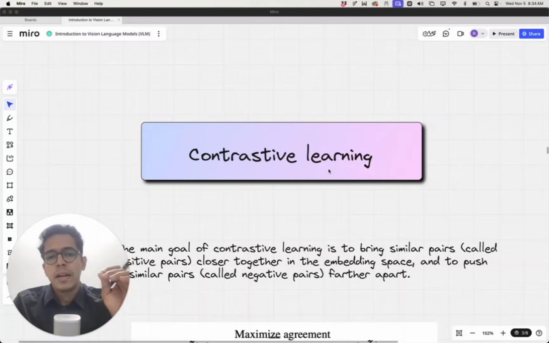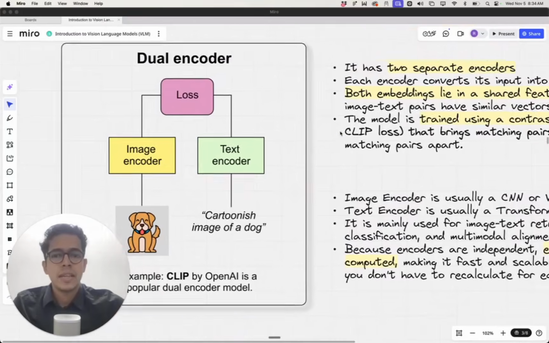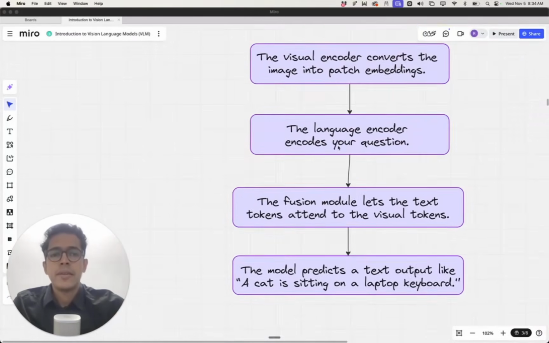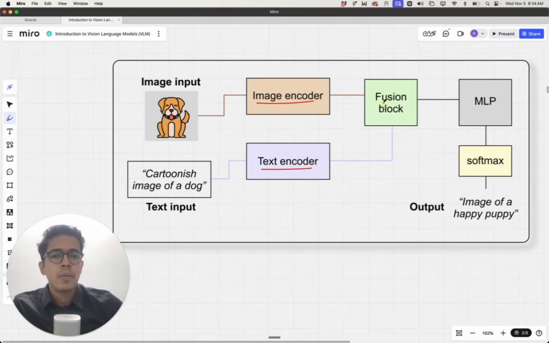Before I move forward, let me briefly discuss what we saw in the last lecture. We discussed the basics of vision language models. A basic vision language model will have an input embedding for text. So this diagram is what we looked at last lecture. We will have an image encoder for image inputs, a text encoder for text inputs, and optionally, a fusion block.